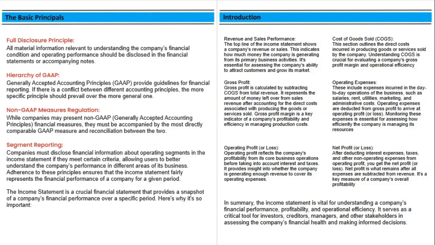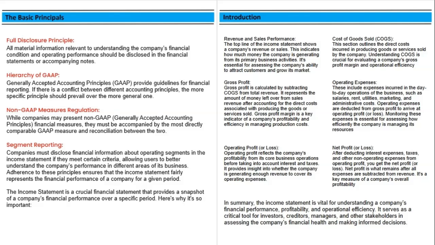The next regulation is an interesting one. The non-GAAP measures regulation. While companies may present non-GAAP measures, the financial measures must be accompanied by the most directly comparable GAAP measure, and there must be a reconciliation between the two. Some common non-GAAP measures are EBIT, which is earnings before interest and taxes; EBITDA, which is earnings before interest, taxes, depreciation, and amortization, and adjusted gross margin or adjusted contribution. The examples are a bit technical in nature, but, as an accountant working for a large corporation, you are bound to come across these concepts.